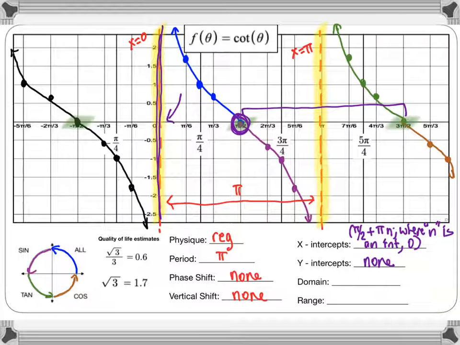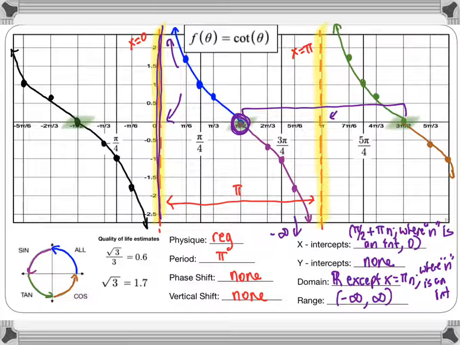So it's going to start with the next one, which is just pi n. The domain is all real numbers except x equals pi n, where n is an integer. And then finally, our range is going to be the same. It's going from negative infinity to positive infinity. And so that gives us any of the values that we can kick out with those.